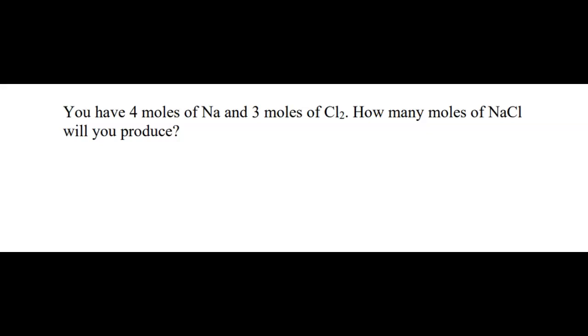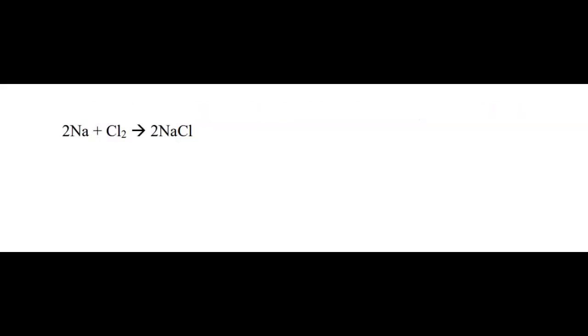Here's the first question. You have 4 moles of sodium and 3 moles of chlorine gas. How many moles of NaCl will you produce? Let's take a look at how we set this up. We begin the way you always start anything in chemistry, with a balanced equation. So let's start off with this balanced equation. Here it is: 2Na plus Cl2 produces 2NaCl. And I've already balanced it.